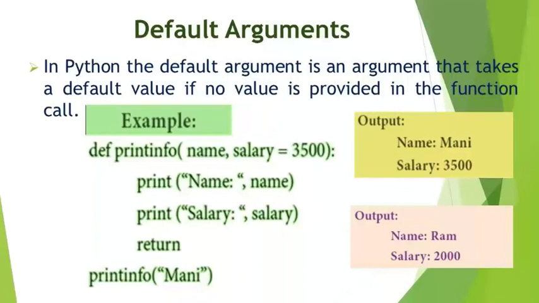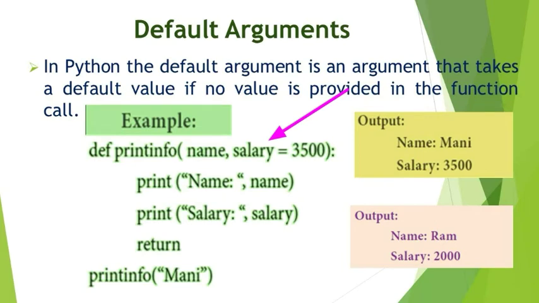Next let us see about default arguments. In Python, the default argument is an argument that takes a default value if no value is provided in the function call. Which means in case the user does not want to provide a value for a parameter, the default argument will be taken by the Python interpreter during function call. Here an assignment operator equal to is used to give a default value to the parameter. You have to assign the default value within the function definition.